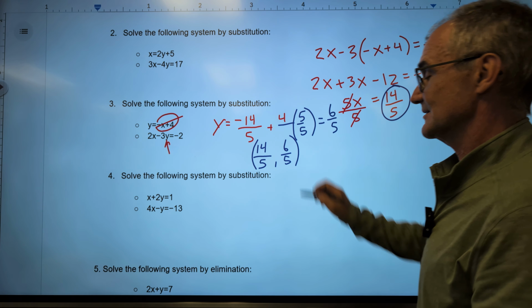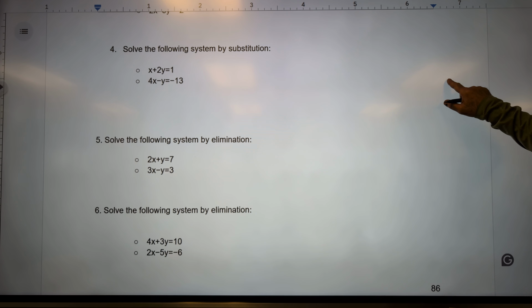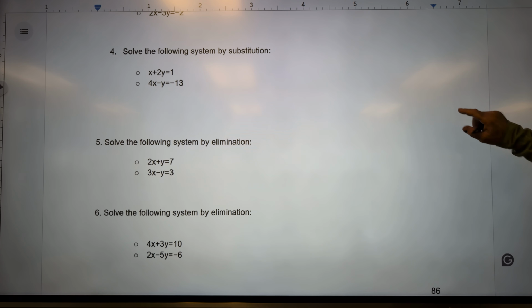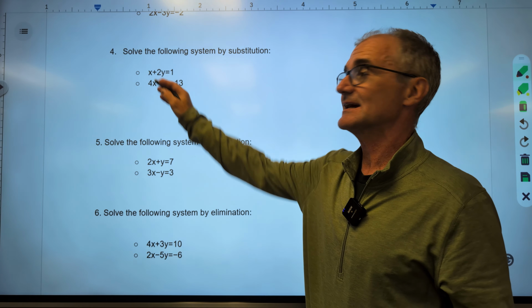Really a pretty hard problem, putting a lot of our skills from previous chapters to work here. Okay, let's go to number 4. This one's a little trickier because now I don't have y or x by itself. I could do this a couple different ways. I could get this y by itself, or I could get that x by itself.